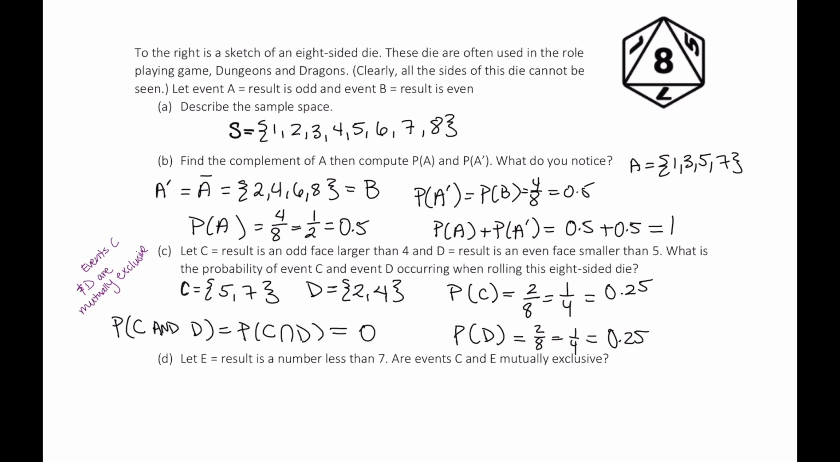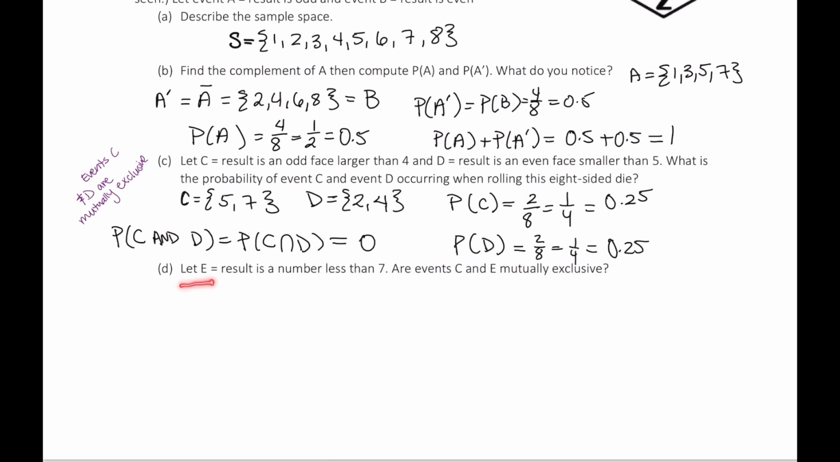Now let's look at part D. Let the event E be the number is less than 7. Are events C and E mutually exclusive? So let's write out all the possible outcomes for event E. We need a number less than 7. What numbers are less than 7? Well, 1, 2, 3, 4, 5, and 6 are all less than 7. 8 is greater than 7, and 7 is equal to 7, so it's not less than 7. So we just have the numbers 1 through 6.